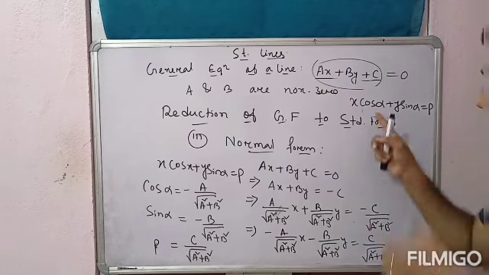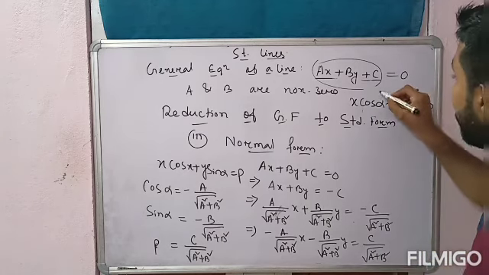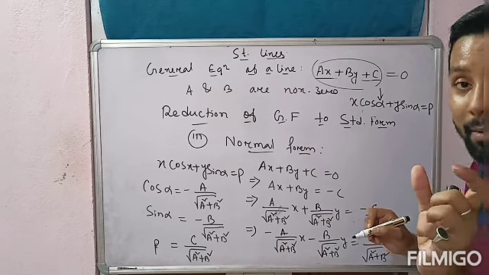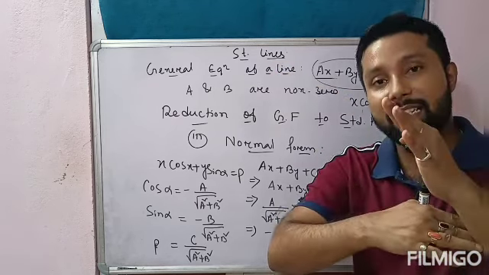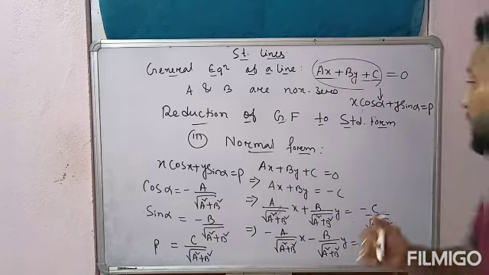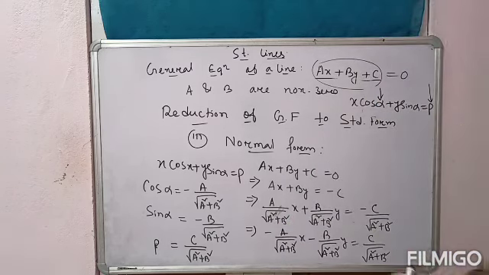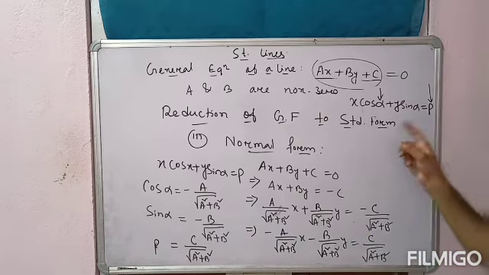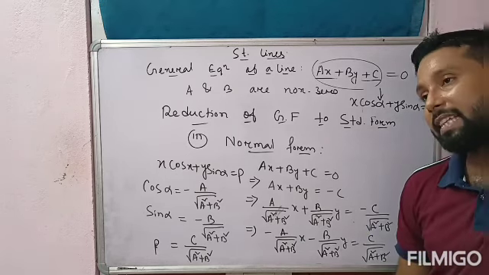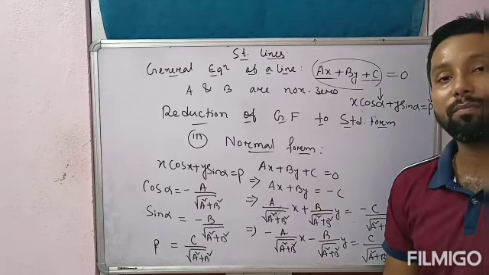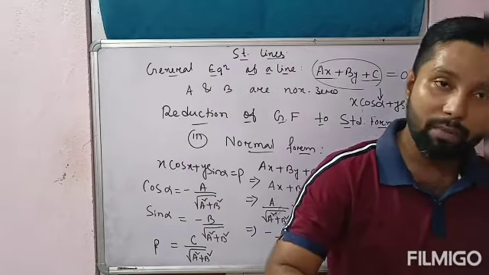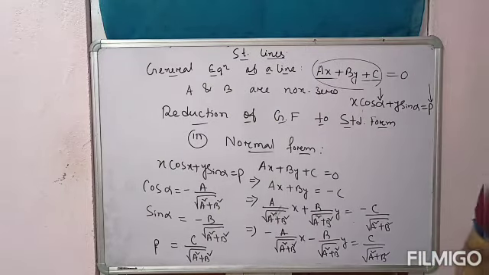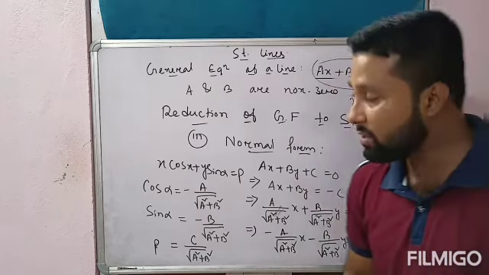Okay, so to reduce, whose value is it necessary to know? Alpha, that means the angle made by the perpendicular or normal with the positive direction of the x-axis. So you have to find the value of alpha, and p. If you know the values of alpha and p, then you can express any general equation into normal form. Okay, so to reduce any general equation into normal form, you have to find the values of alpha and p. And how can we find these two values?